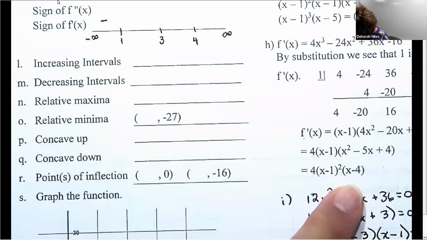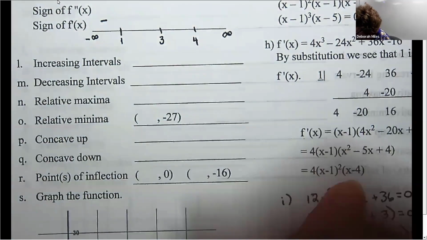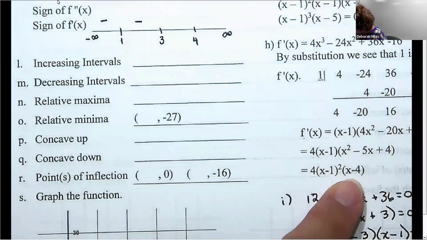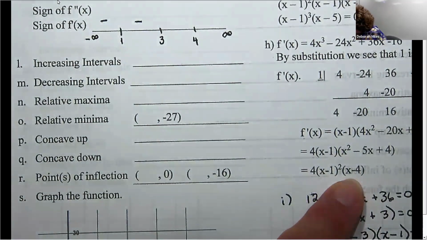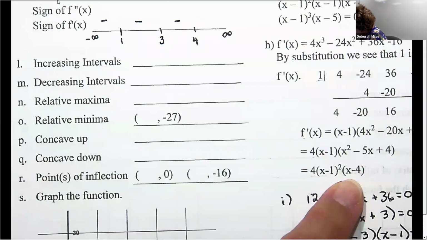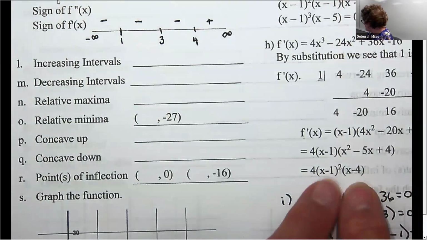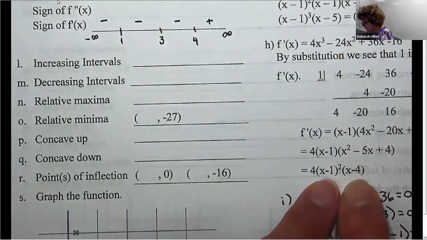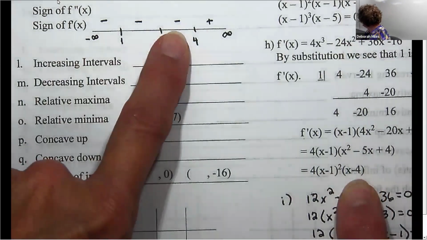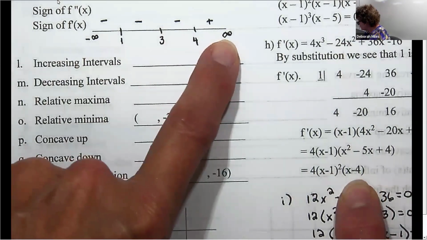Negative. And if I plug in a 2, it's negative. And if I plug in a 3.5, negative. And if I plug in a 5. Okay. The sign of the first derivative only changes at 4. So it's negative up to 4 and then positive after 4.